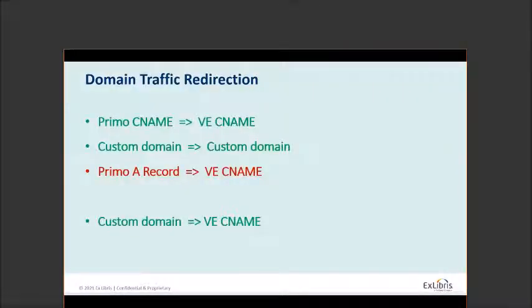Now, let's go over the 3 main options. First, which is the most common, you are using a CNAME for Classic Primo and plan on using a CNAME for Primo VE. The second possibility, you're using a custom domain for Classic Primo and wish to continue using it for Primo VE. A third scenario would be that you're using an A record and will be using a CNAME for Primo VE.